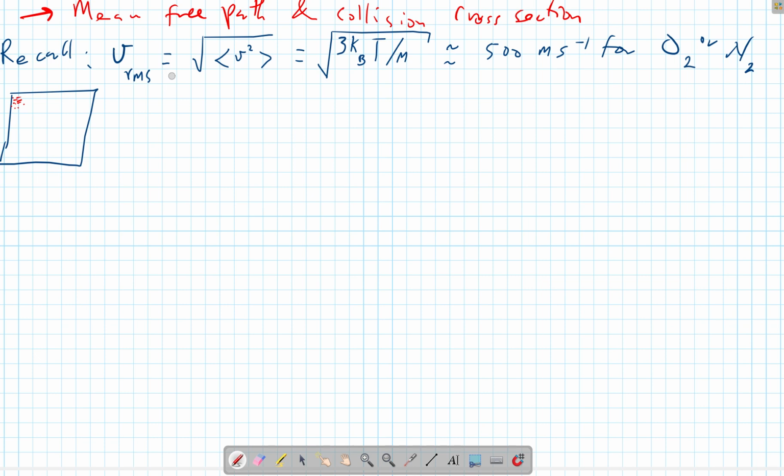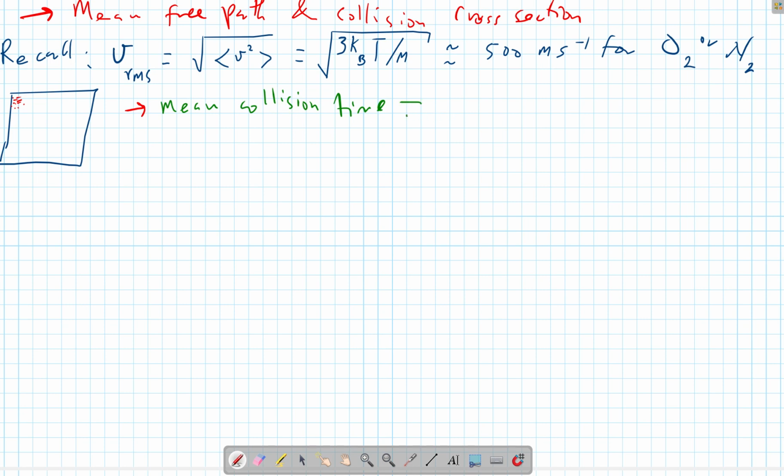Okay. So in order to compute the mean free path, we need to address two things. Let's say the mean collision time is going to be important.